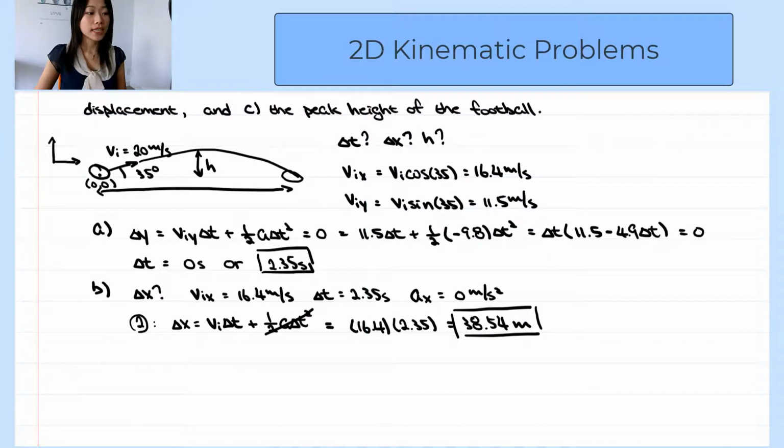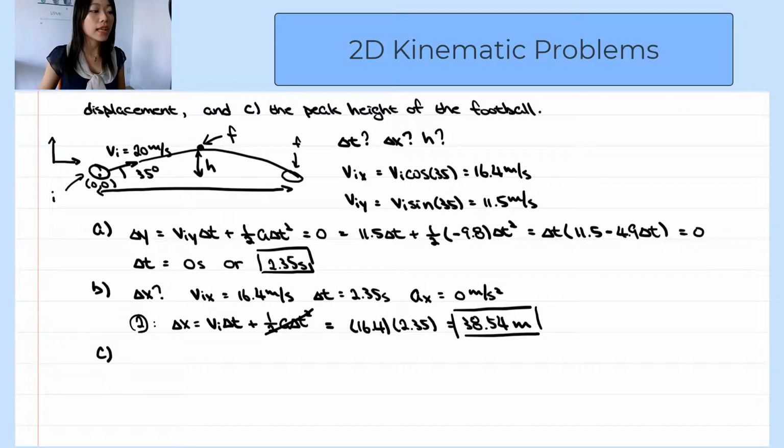Now let's look at part C. We want to find the peak height of the football. For part A and part B, we defined the initial point as right before the ball was kicked, and the final point is when the ball hits the ground. But for this question, we want to find the peak height of the football. So instead of defining the final position as when the ball hits the ground, we are going to define the final point as the maximum height of the trajectory.